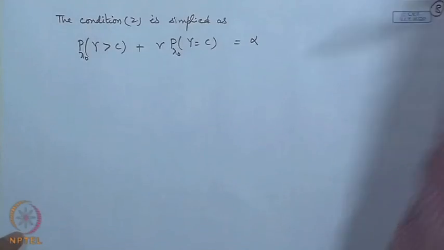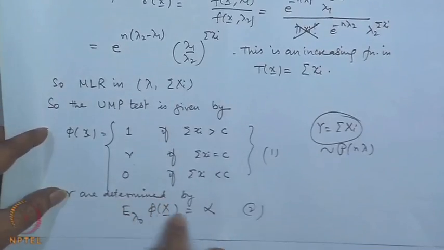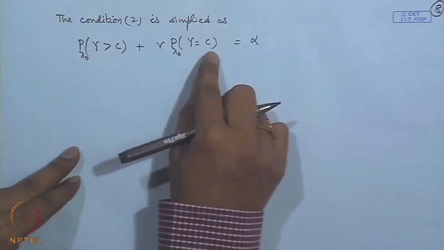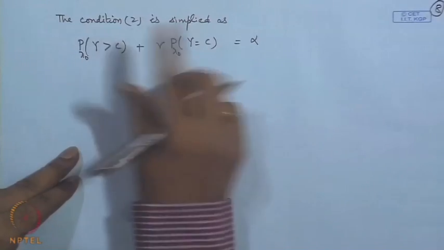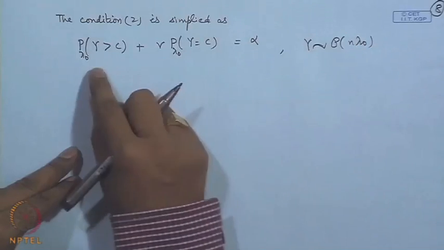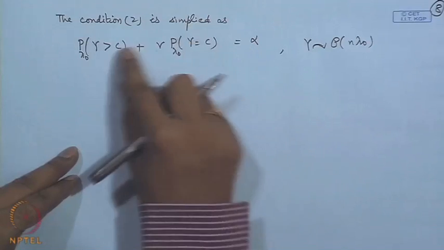So, when theta is equal to theta naught, at that point the maximum value is obtained. Effectively, this condition is the size condition, that is, expectation of phi x equal to alpha, at lambda naught. This is the maximum probability of type 1 error, which we are fixing to be equal to alpha. So, the size condition is now reduced to a condition involving the distribution Poisson n lambda naught. Therefore, from the tables of the Poisson distribution, one can calculate this.